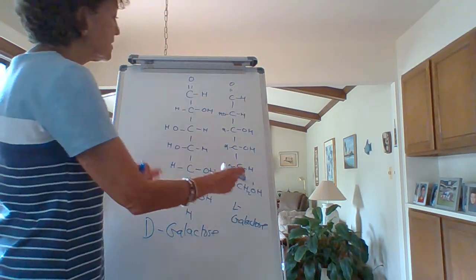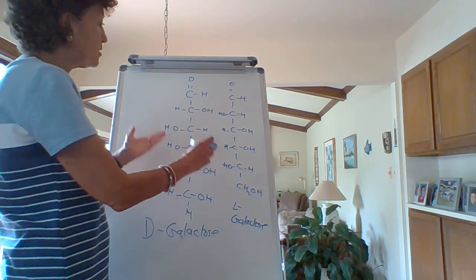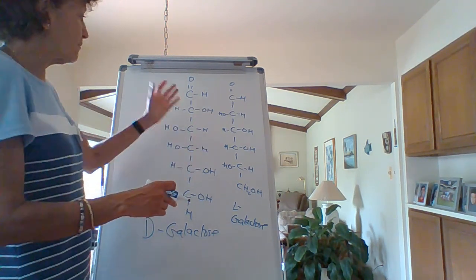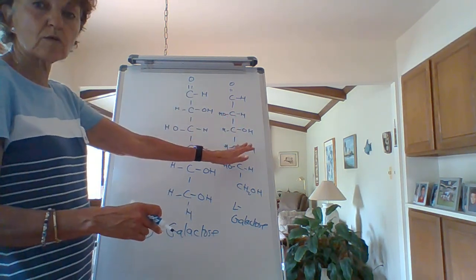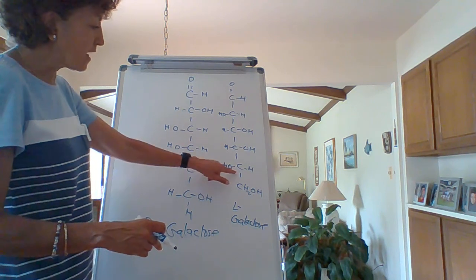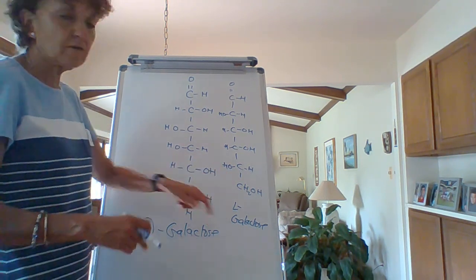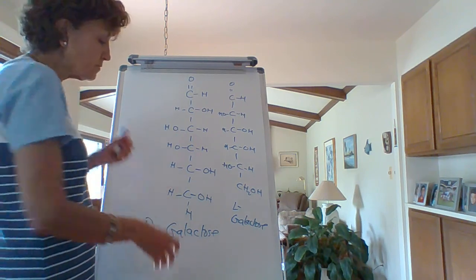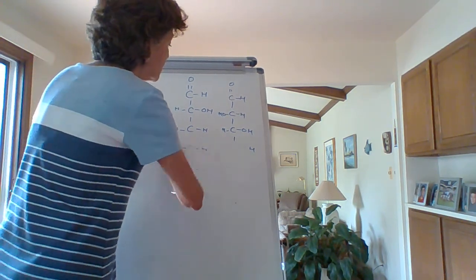Why L? It's a mirror image of this. They're non-superimposable, but it's a mirror image, meaning that everything to the right here is to the left there. Everything to the left here is to the right there. The furthest chiral carbon, the one that has the highest number, number 5, pointing to the left, therefore it is L. Okay, so that's the second hexose that you need to know.